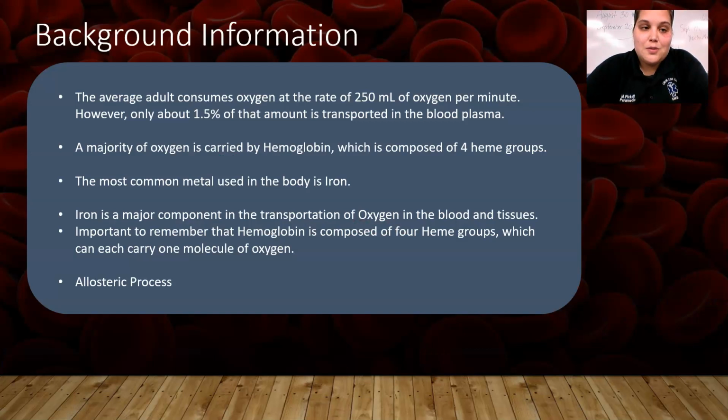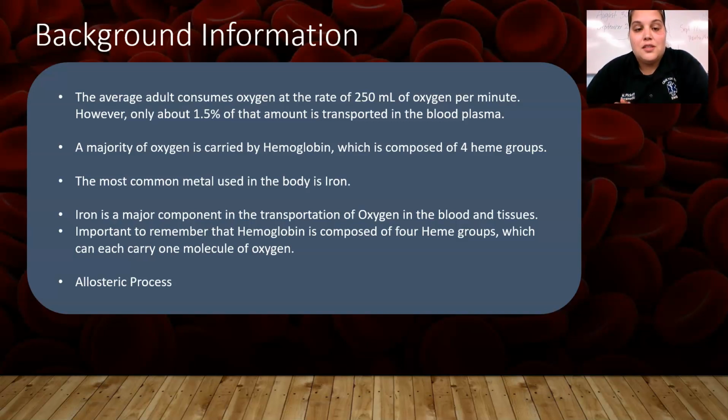So first things first, we'll talk about background information, and I threw a couple of interesting facts in here because I thought they would really get your mind going. So the first fact is that the average adult consumes oxygen at the rate of the equivalent of 250 milliliters of pure oxygen per minute. However, only about 1.5% of that is actually transported in the plasma in the blood.